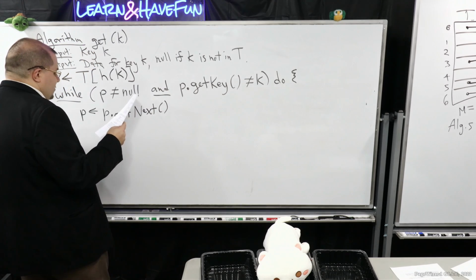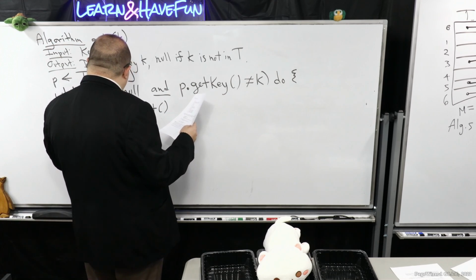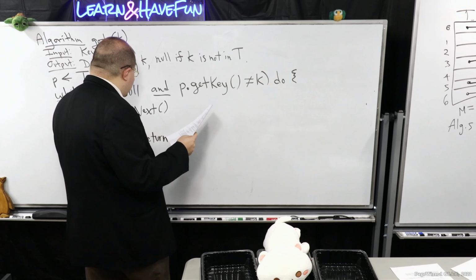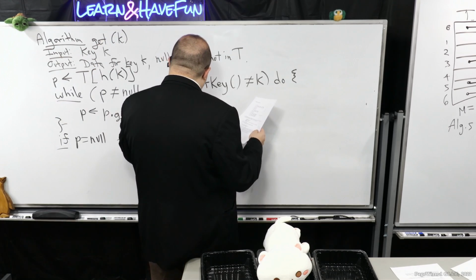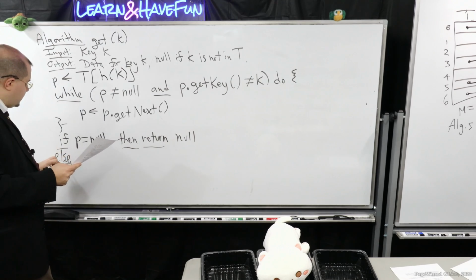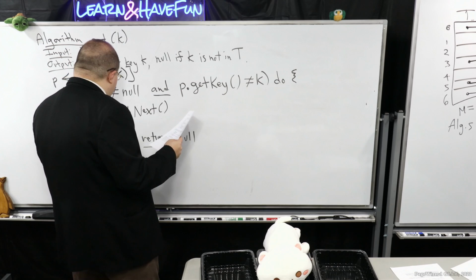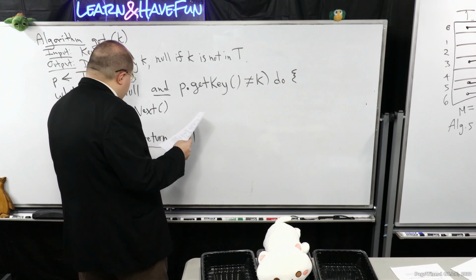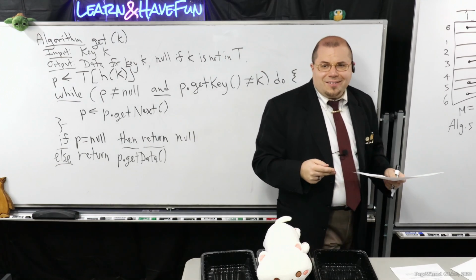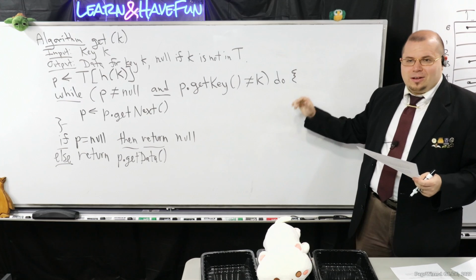So if P is equal to null, then surely it doesn't exist because we did not find one with a key that matched it. Otherwise, I can just return the data of the given record. P.getData. Piece of cake, right? So if there are any questions about this, don't hesitate to stop me, okay?